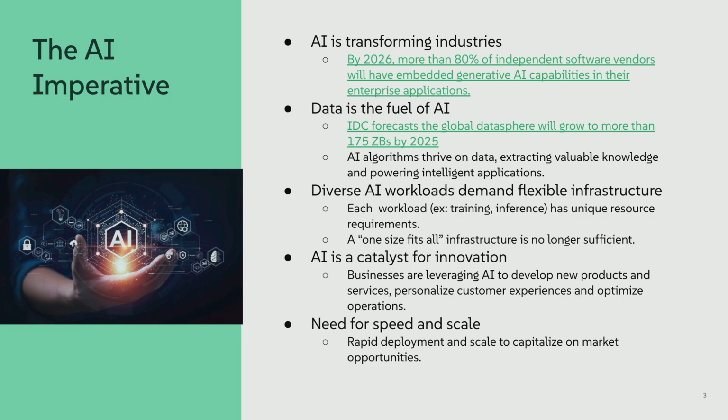In terms of the AI imperative, by 2026, more than 80% of independent software vendors will have embedded generative AI capabilities in their enterprise applications. Data is the fuel for AI. You'll probably hear me say this later, but without a data strategy, you don't have an AI strategy. It is that important. Diverse AI workloads will demand flexible infrastructure, like I mentioned before. Your use case and your implementation model decision will drive some of those silicon decisions. AI will be a catalyst for innovation. Businesses are leveraging AI to develop new products and services and personalize customer experiences, and that will drive changes in how we build and implement the infrastructure behind it. And then we have the need for speed and scale, rapid deployment and scale to capitalize on market opportunities.